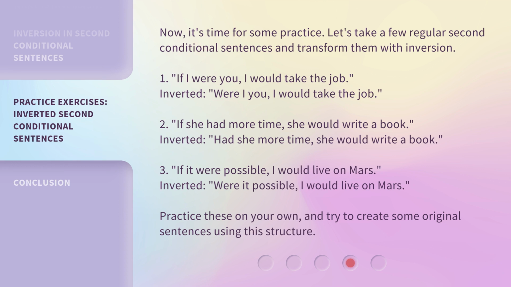2. "If she had more time, she would write a book." Inverted: "Had she more time, she would write a book." 3. "If it were possible, I would live on Mars." Inverted: "Were it possible, I would live on Mars." Practice these on your own, and try to create some original sentences using this structure.